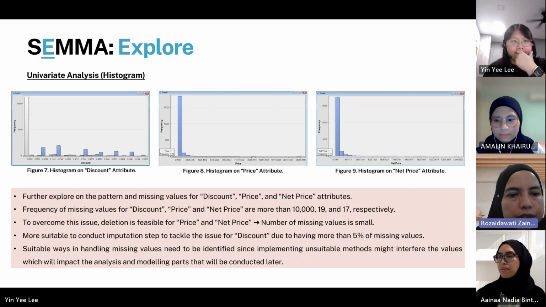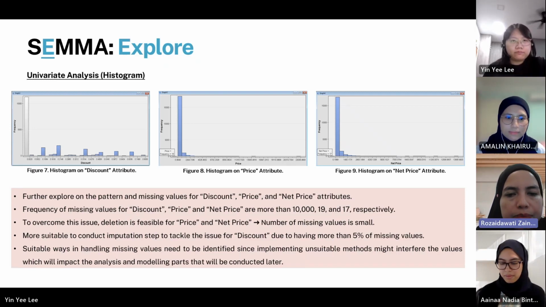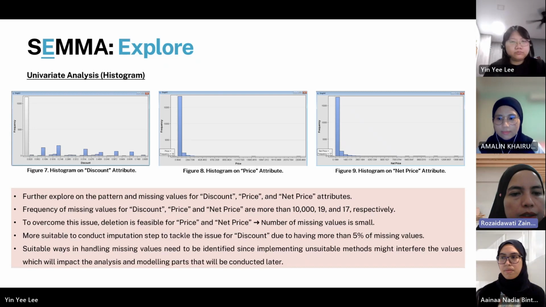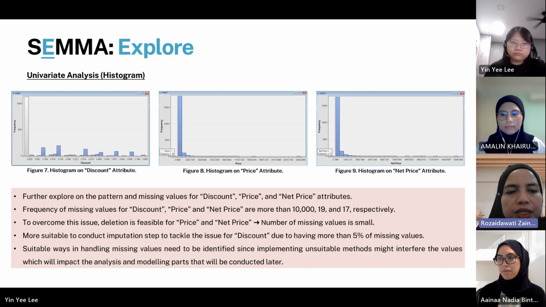Further exploration on this analysis is to study pattern and missing value for discount, price, and net price attributes. The frequency of missing values for discount, price, and net price are more than 10,000, 19 and 17 respectively. In order to overcome this issue, the feasible action for price and net price is performing deletion since the number of missing value is small. However, to tackle missing value for discount attribute, it is more suitable to conduct imputation due to its having more than 5% of missing value.